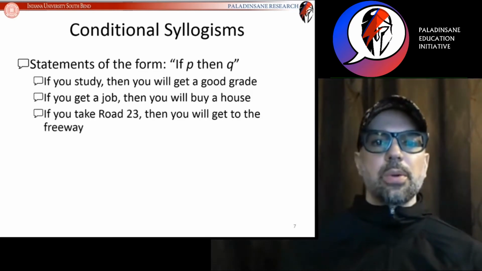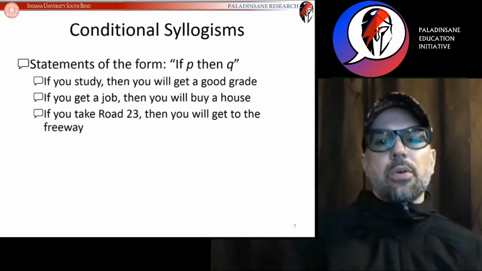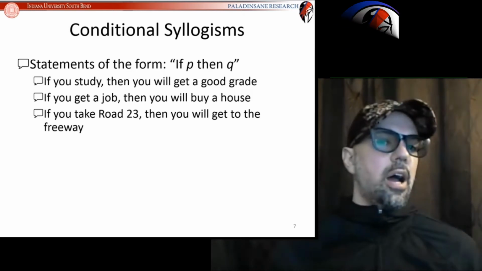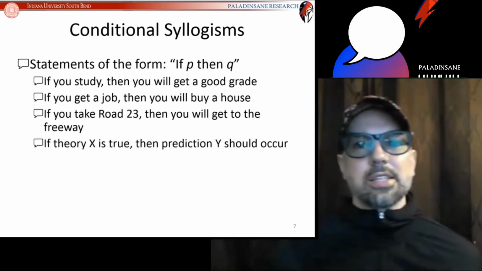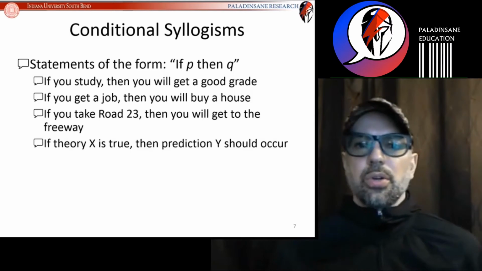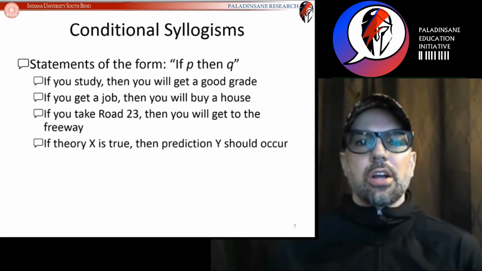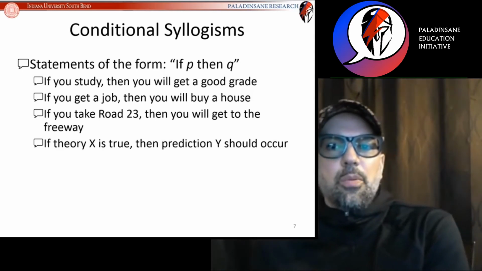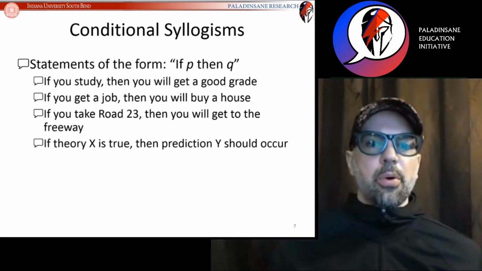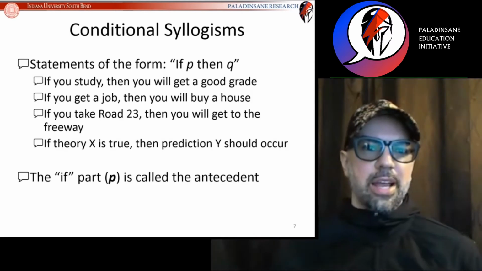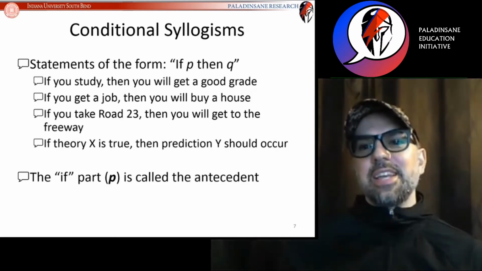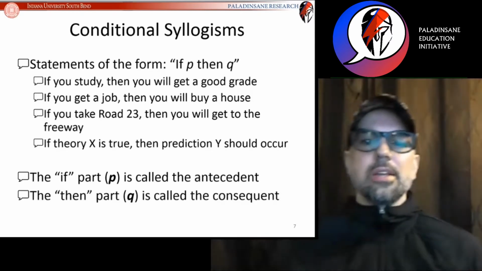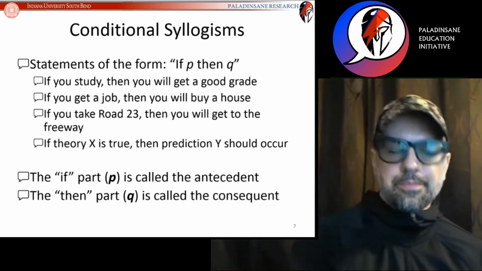If you take Route 23, then you will get to the freeway. You take Route 23, the P portion; you will get to the freeway, the Q portion. A particularly important one for scientists and us psychologists: if theory X is true, then prediction Y should occur. Theory X is true is the P portion, prediction Y should occur is the Q portion. So that if portion, that P portion that I kept calling it, the fancy name for that is the antecedent. The Q portion, or the then part of the argument, the fancy name for that is the consequent.